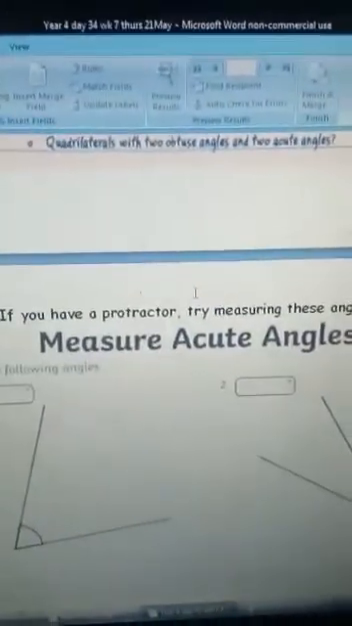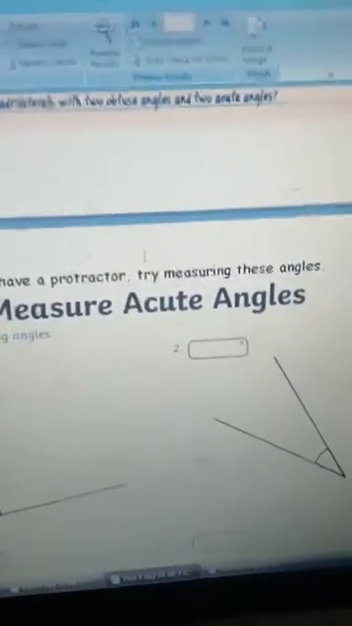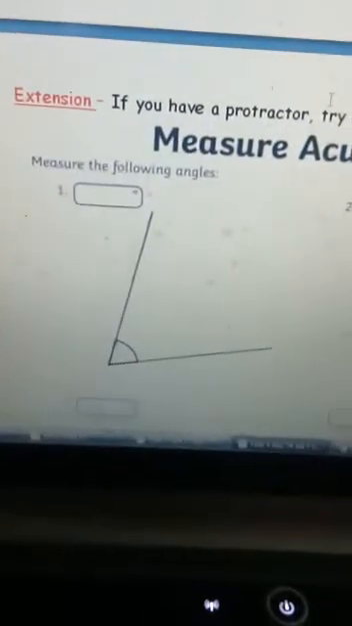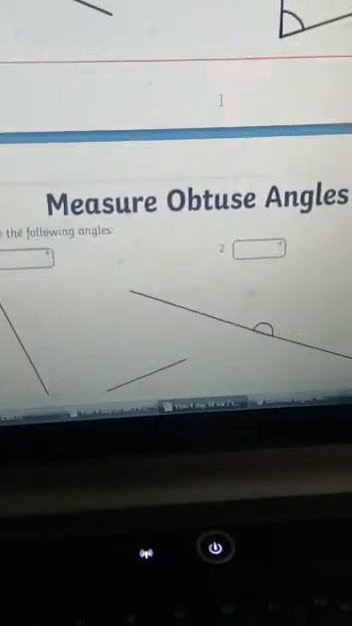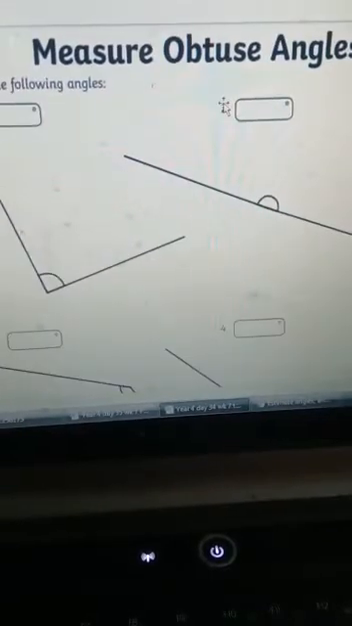And then for extension, if you have a protractor at home, see if you can measure these angles. So for the first page, they're all acute. How close to the answer can you get? And then you've got another page with obtuse angles.